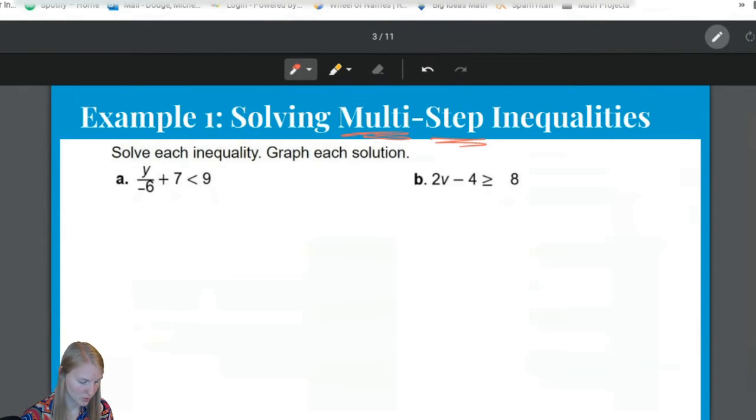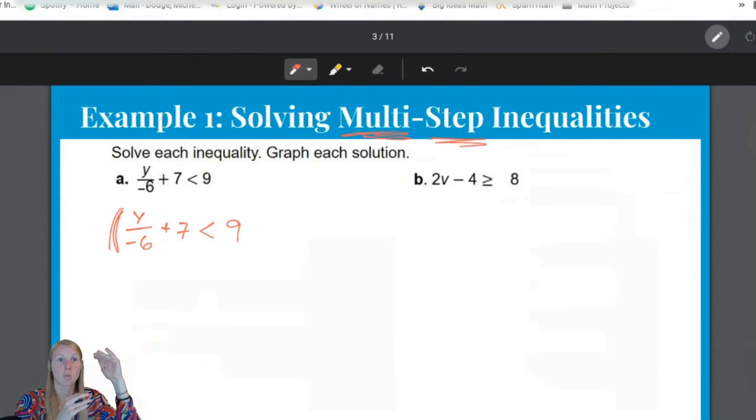Okay, we want to solve the inequality and graph each solution. So, I'm going to rewrite this: y over -6 plus 7 is less than 9. Now, should I multiply by -6 first or second? Remember, I want to do what's furthest away from the variable first. So this -6 is really in close with the y. It's y divided by -6. Because those are so close, we will do that last.